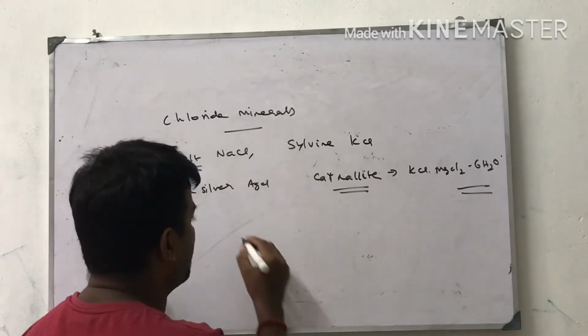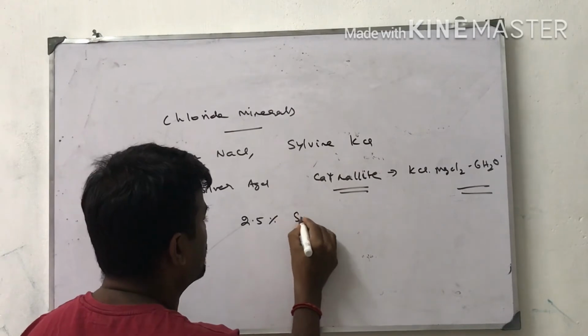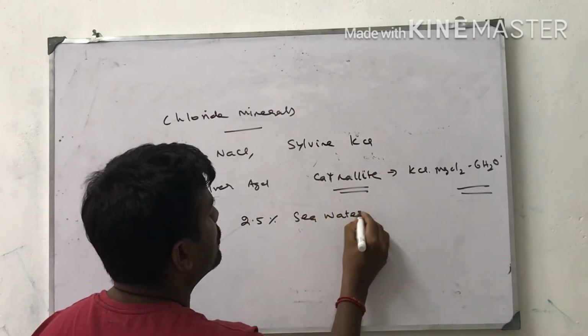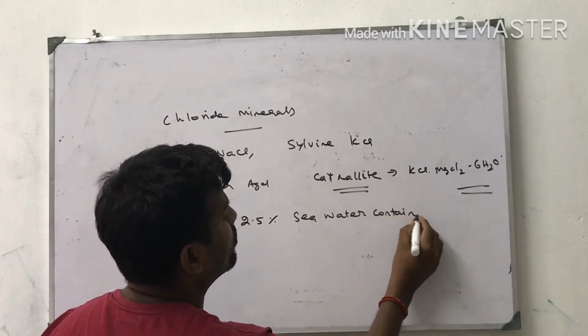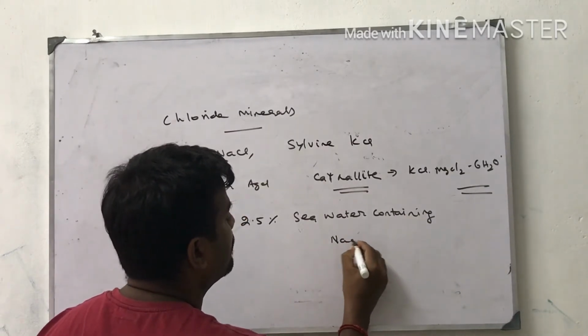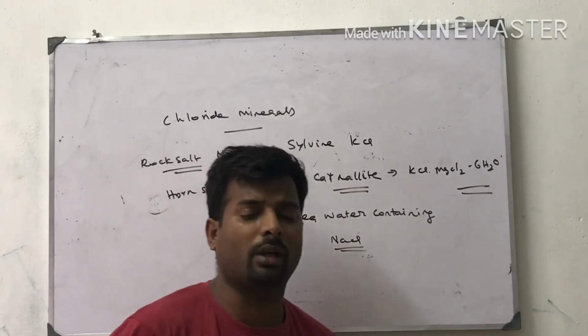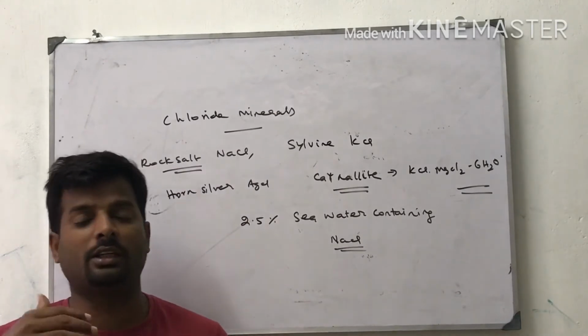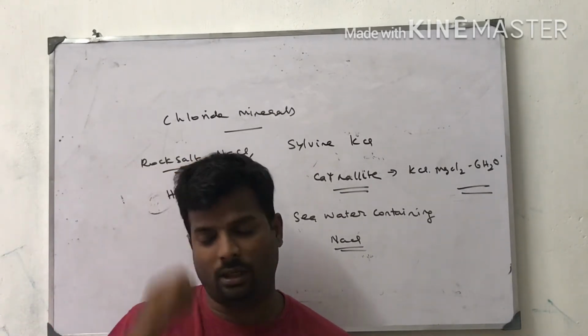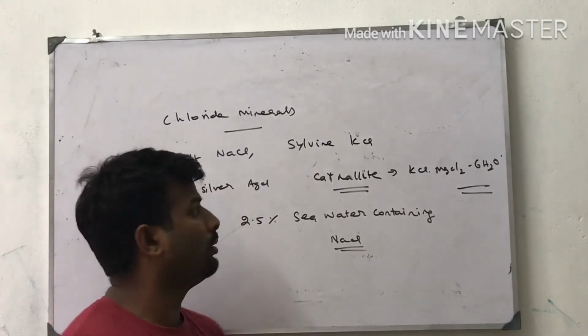In the sea, 2.5% of seawater contains sodium chloride. Some of the sodium chloride is deposited as solid in the rock, so it is called rock salt. Next one is bromine.